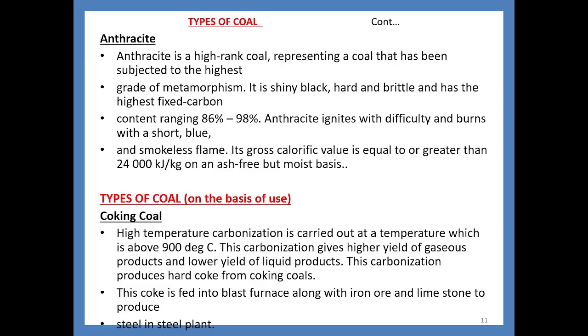What is coking coal? We differentiate the types of coal on the basis of use. Coking coal: high temperature carbonization is carried out at a temperature of about 900 degrees centigrade. This carbonization gives a higher yield of gaseous products and a lower yield of liquid products. This carbonization produces hard coke from coking coals, ready for a steel plant.